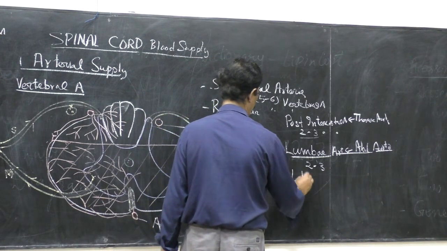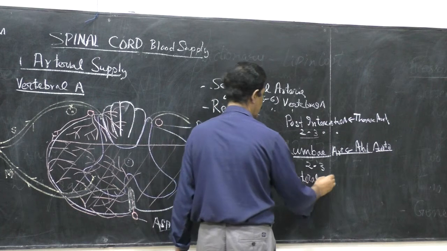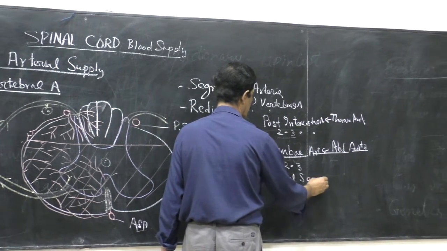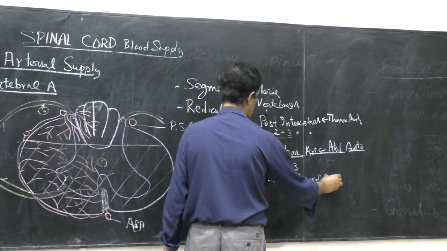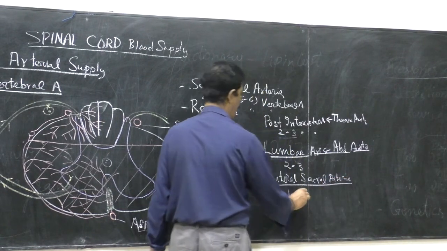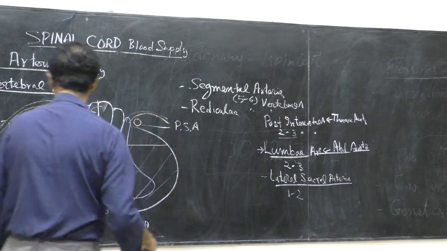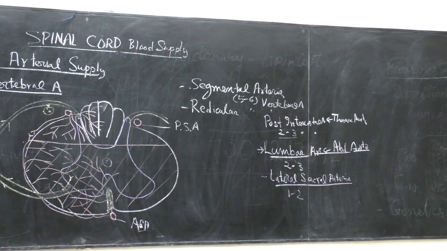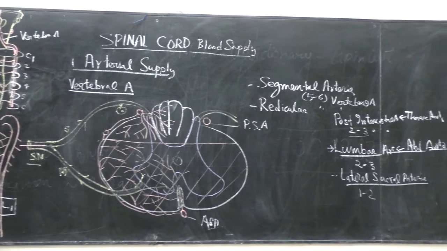While the lateral sacral arteries, there are 1 or 2 in number, they supply mainly the cauda equina.